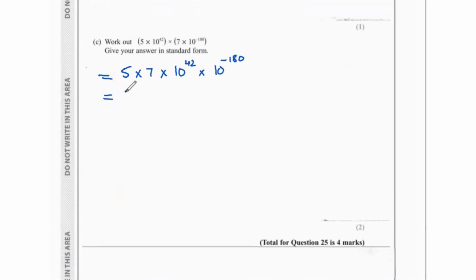So 5 times 7 is 35, and it's going to be 10 to the power of 42 plus negative 180. That gives us a value of negative 138. Now they want the answer in standard form. This is in standard form.